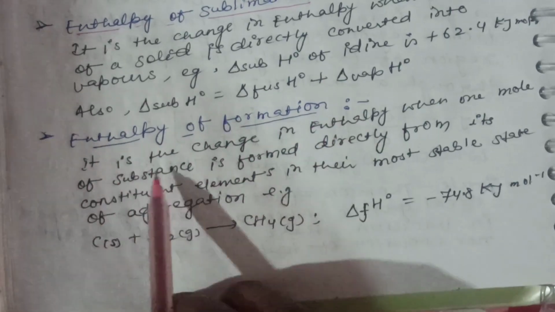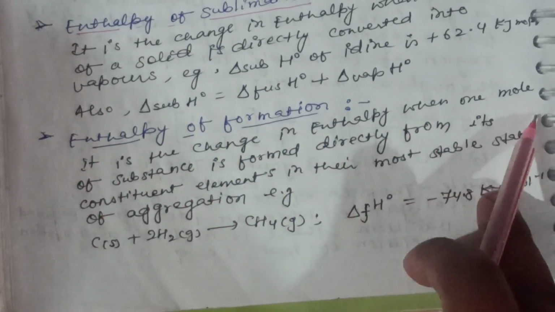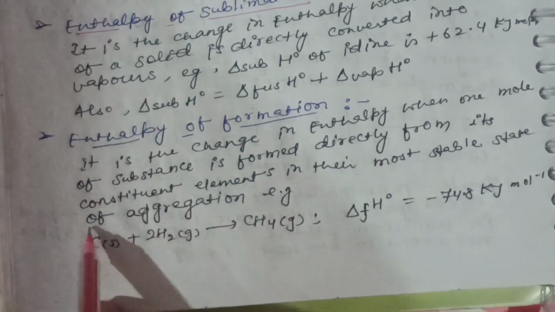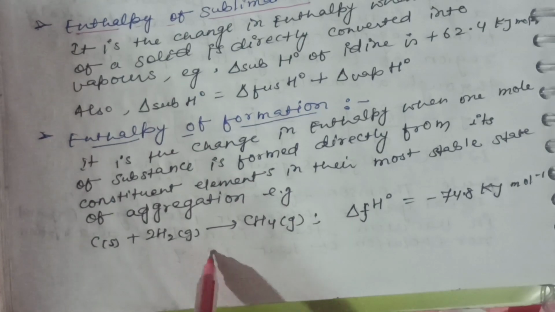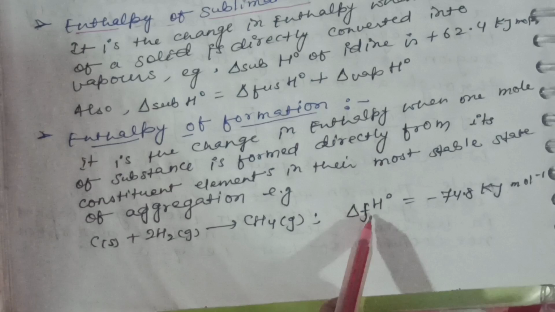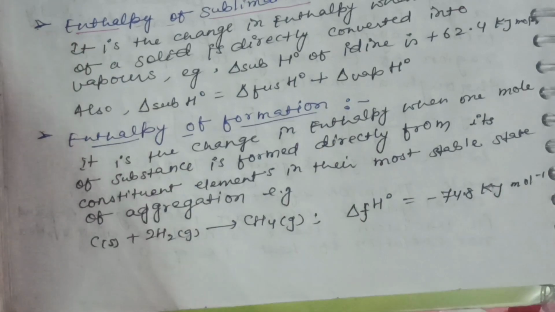Enthalpy of formation: it is the change in enthalpy when one mole of a substance is formed directly from its constituent elements in their most stable state of aggregation. C solid plus 2 H2 gas gives CH4 gas. Del f H naught is equal to minus 74.8 kilojoule per mole.